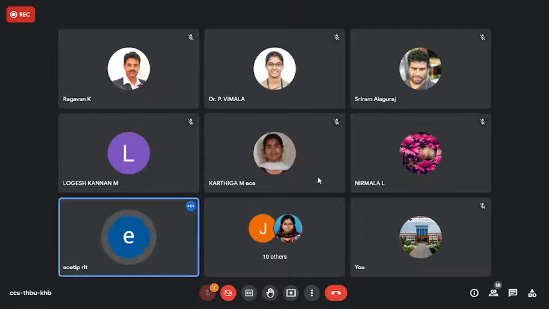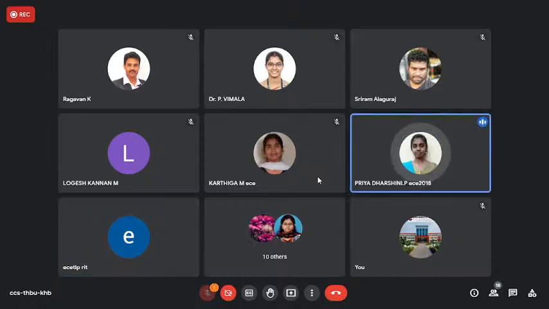Next, paper ID 159, Design and Development of Health Monitoring System using Sensor. This is Ms. Bhavatarani, Ms. M. Kartiga, Ms. P. Priyadarshini, and Mr. V. Suresh. Shall I share the screen? Yes.